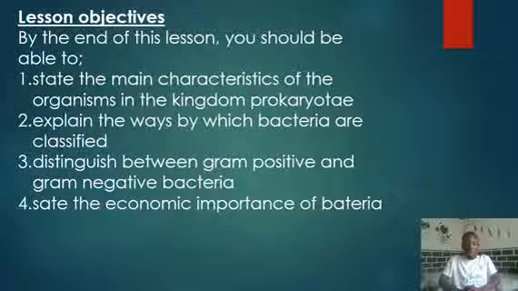Let us now look at the main objectives for today's lesson. By the end of this lesson, you should be able to: 1. State the main characteristics of the organisms in the kingdom prokaryote. 2. Explain the ways by which bacteria are classified. 3. Distinguish between gram-positive and gram-negative bacteria. And then lastly, state the economic importance of bacteria.